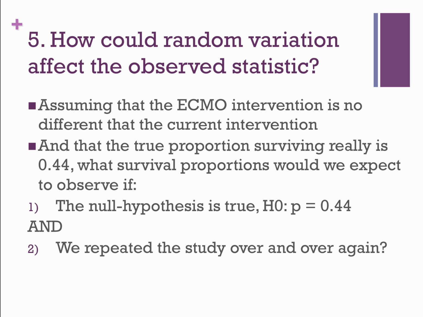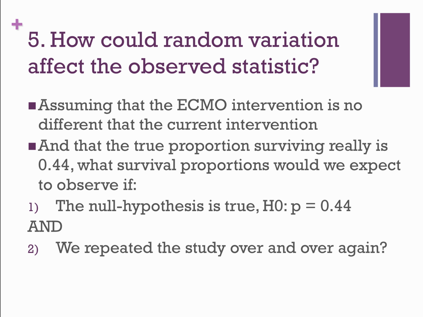That leads us to determining how random variation could affect the observed statistic. If we assume, like we do, that ECMO intervention is no different than the current intervention for ARDS, and that the true proportion surviving really is 0.44, we need to ask ourselves, what survival proportions would we expect to observe if our null is true, and we repeated the study over and over and over again? This is the idea of reproducibility.